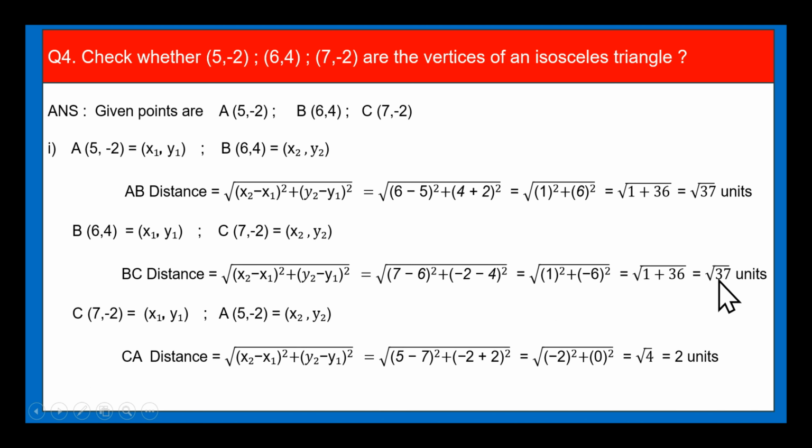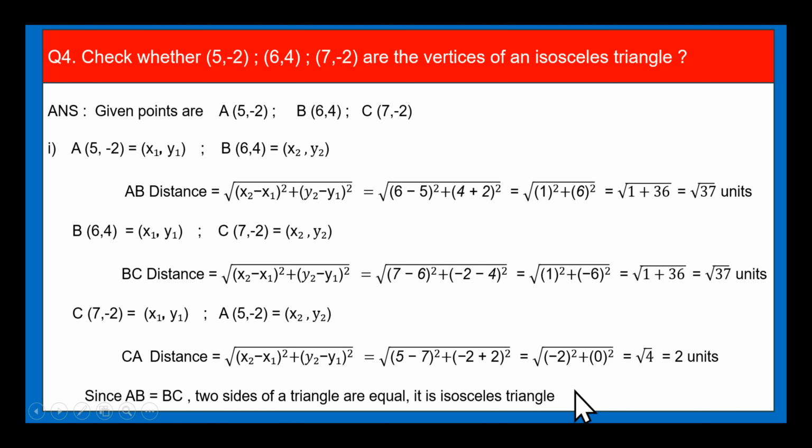If you observe, these two sides are equal and the third side is different in length. Therefore, since AB is equal to BC, two sides of this triangle are equal, so you can say that the triangle is an isosceles triangle. Is it clear now?